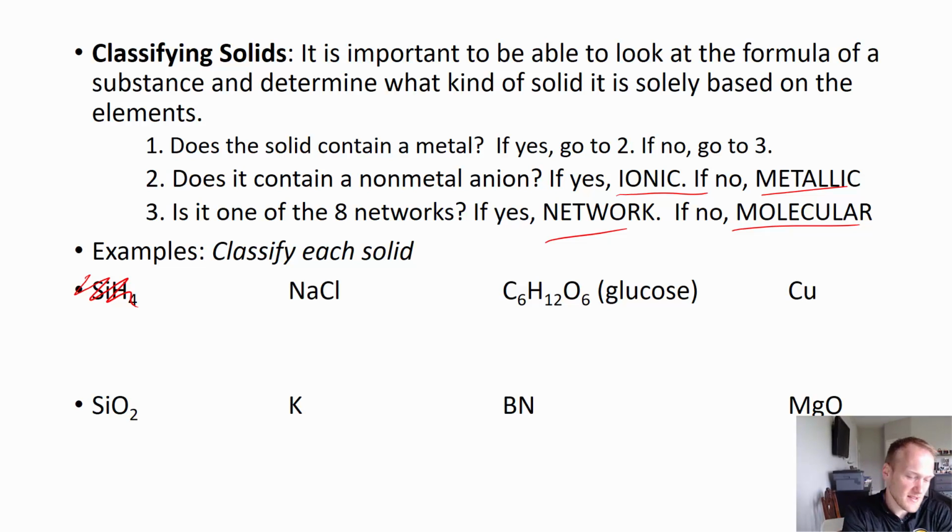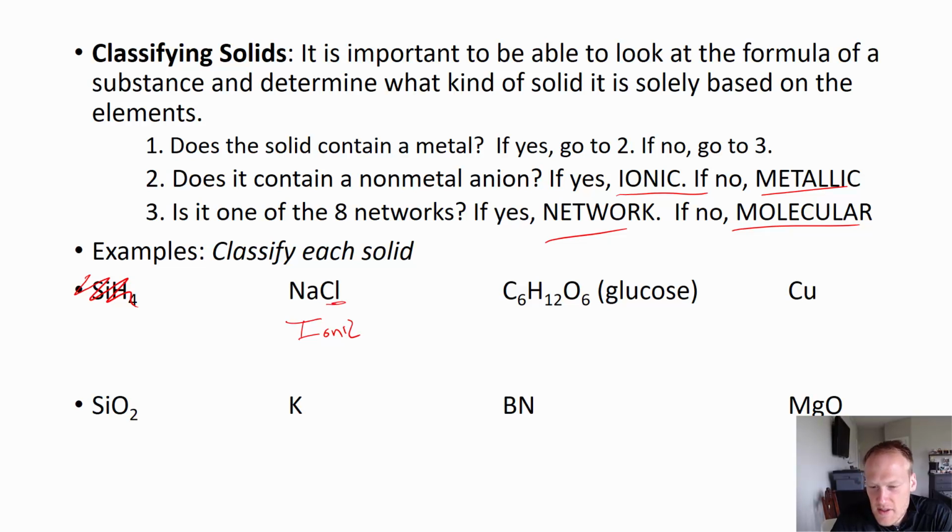Let's stick to the basics here. All right. So, first question, NaCl, does this contain a metal? Yes, it does. So go to number 2. Number 2, does it contain a nonmetal? Yes, chlorine is a nonmetal. So therefore, this would be ionic. Okay? And that's pretty much how you use the system.